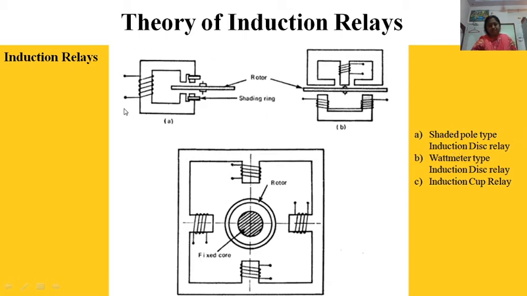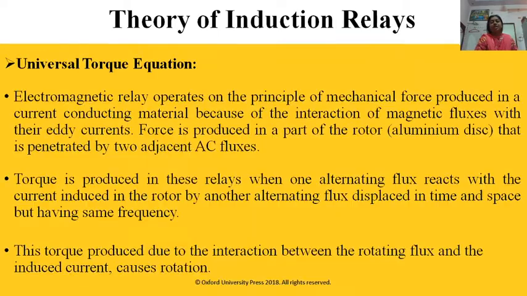induction disk relay. This is shaded pole type induction disk relay. Wattmeter type induction disk relay. This is wattmeter type induction disk relay. Induction cup type relay. Now this wattmeter type construction, in measurement you have gone through it, you have studied it. Okay, now in this lecture we will see theory of this induction relay.